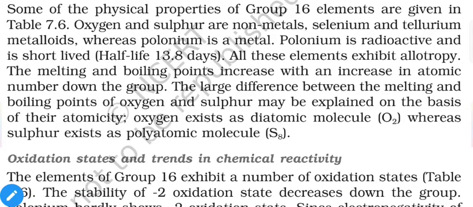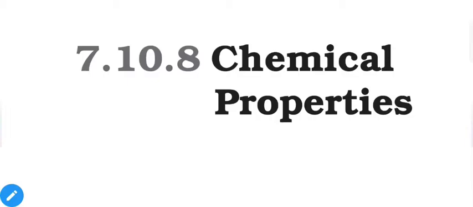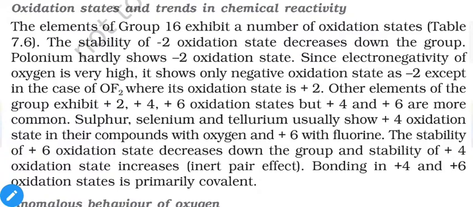The melting points and boiling points increase with increasing atomic number down the group. The large difference between the melting and boiling points of oxygen and sulfur may be explained on the basis of their atomicity. Oxygen exists as a diatomic molecule O2, whereas sulfur exists as a polyatomic molecule S8. Now in chemical properties, first we will discuss oxidation states and trend in chemical reactivity.